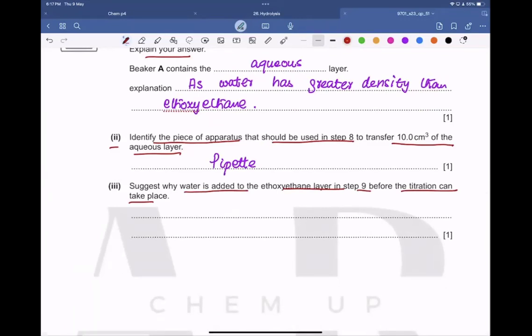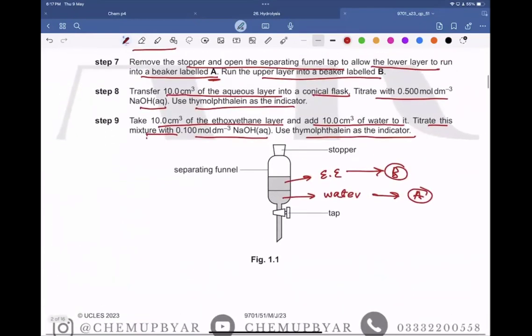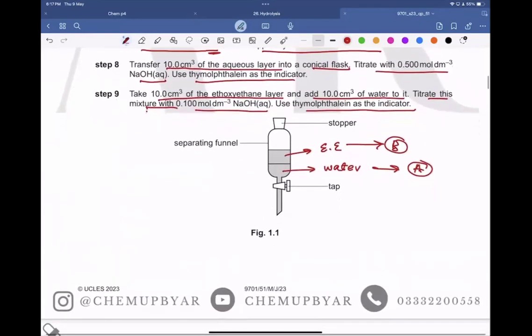Yes, can anyone suggest the answer? If you read step 9 over here, when the 10 centimeter cube of ethoxyethane layer has been taken out, we have added 10 centimeter cube of water in it and then titrated this mixture with 0.1 mole per dm cube.